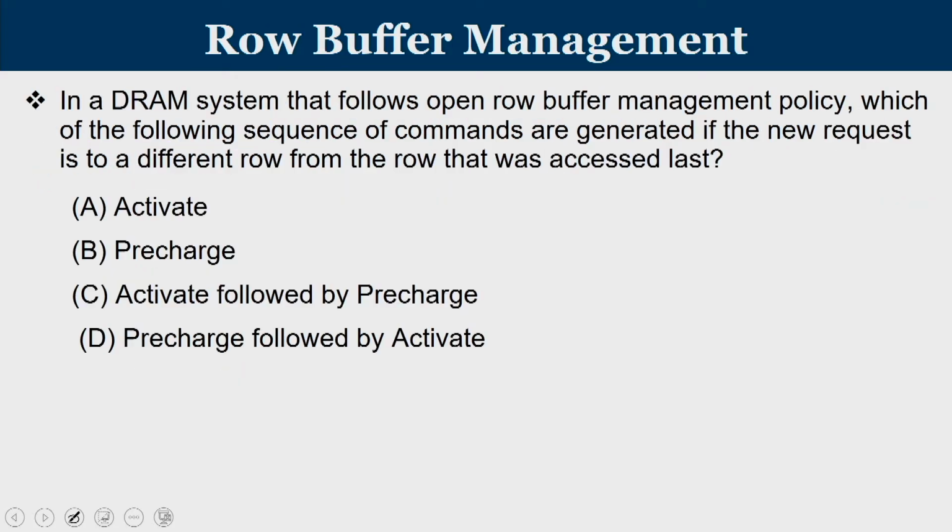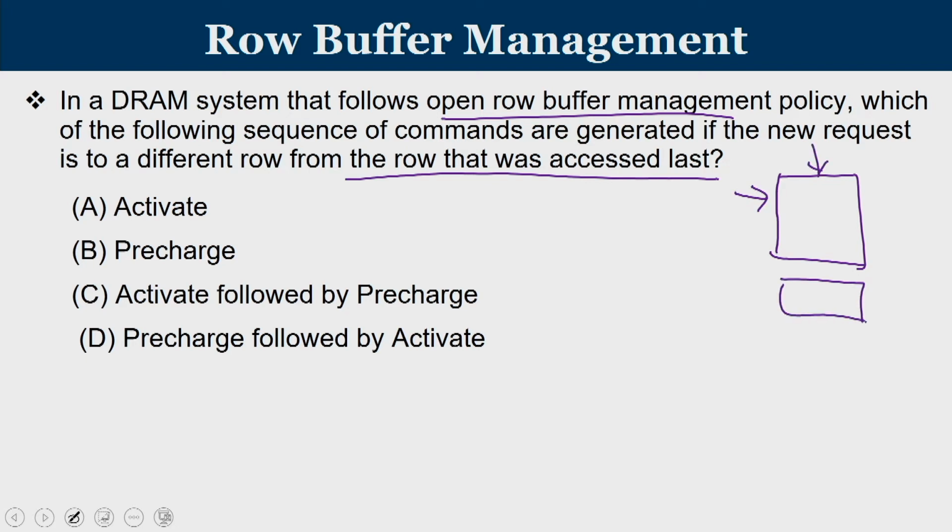This question is about row buffer management. In a DRAM system that follows open row buffer management policy, which of the following sequences of commands is generated if the new request is to a different row from the row that was accessed last? So, we have to see that it is an open row buffer management. Here we have a bank wherein you have rows and columns, and you have the row buffer. Now, we have a queue in the DRAM controller, the queue of requests.